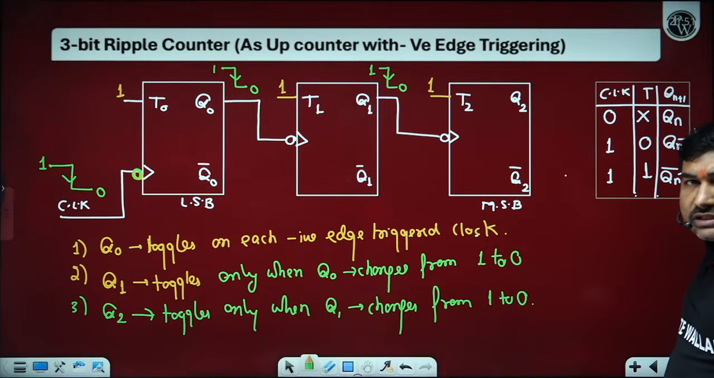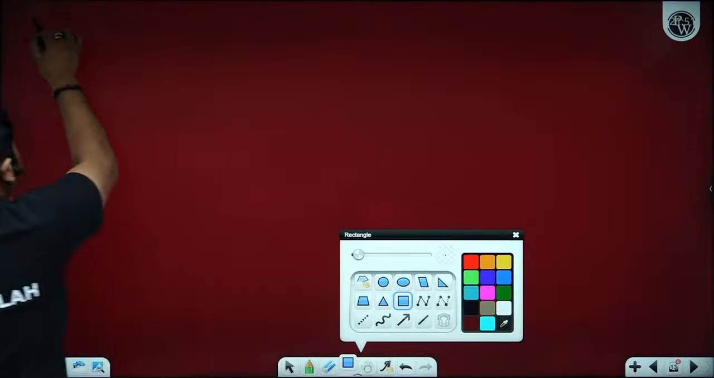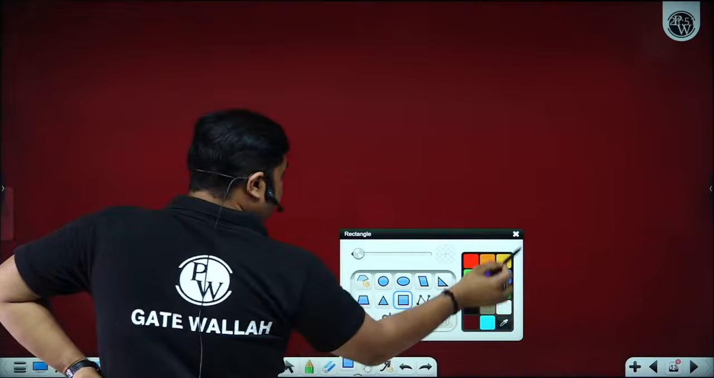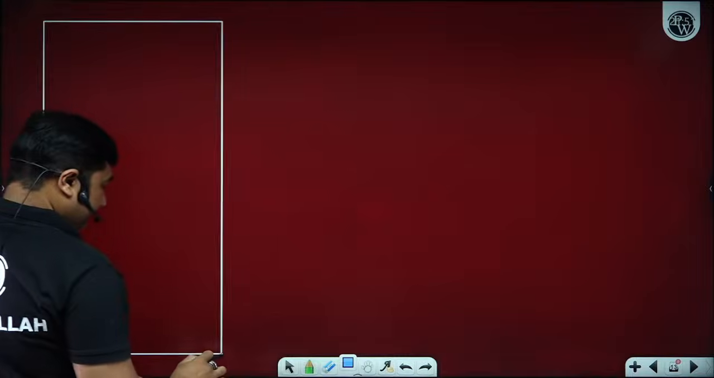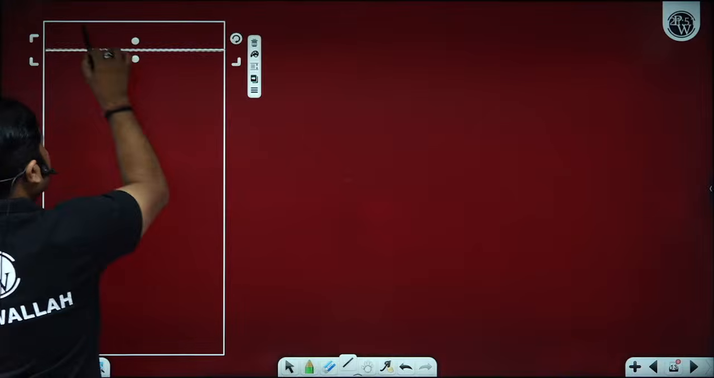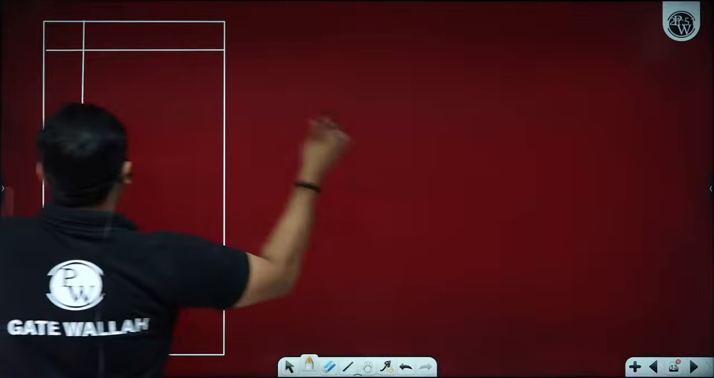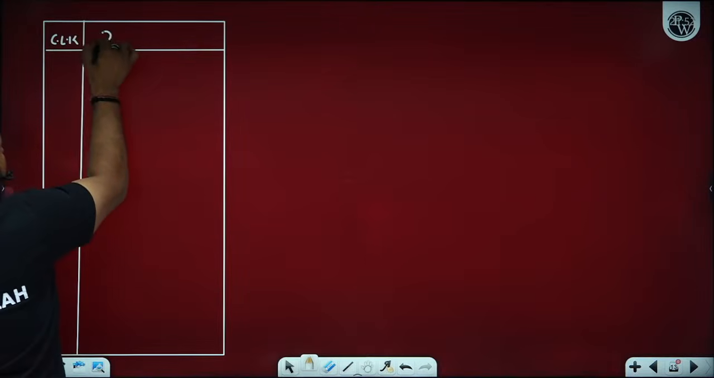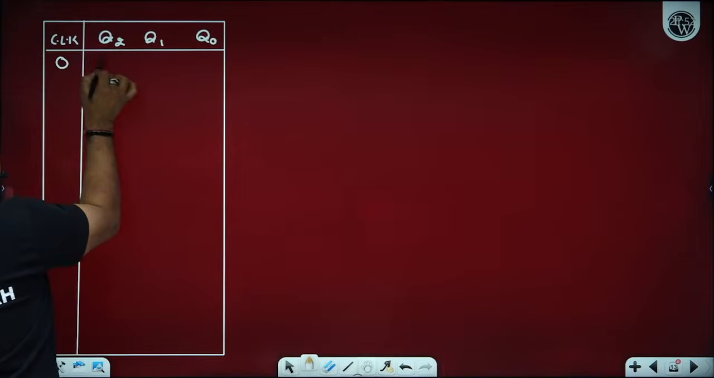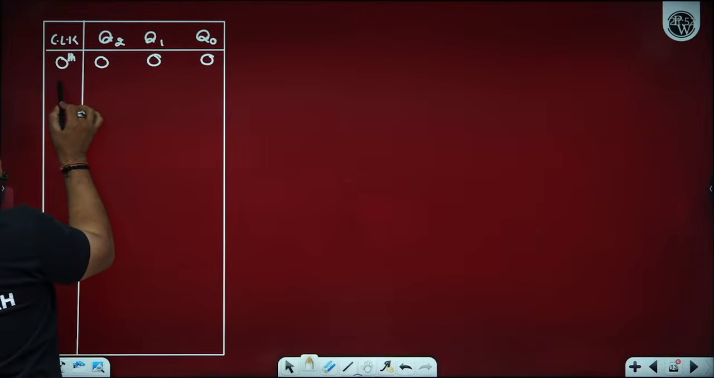Can we see the truth table now? Yes, sir. Let's have a discussion of the different states first. Then we will see the timing diagram as well. Okay. Yes, sir. So please observe, beta ji. We can see clock, Q2, Q1 and Q0. So on the 0th clock pulse, we are considering that all the flip-flops are reset.